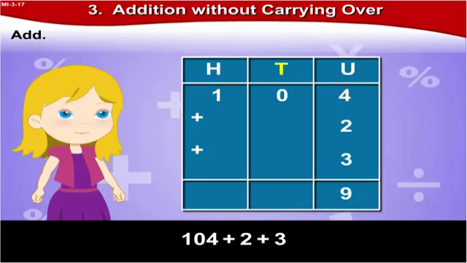In the tens column we only have 0 tens, so it is 0. And in the hundreds column we have 100. So it is 1 hundred, 0 tens, 9 units, which means the answer is 109.